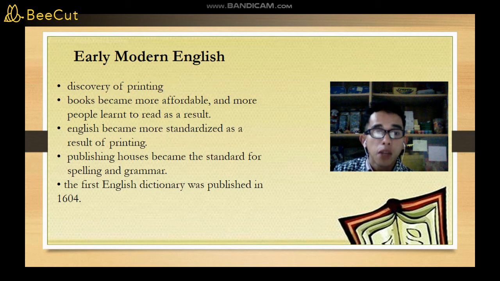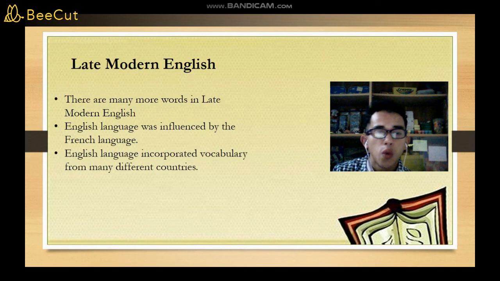The publishing houses became the standard for spelling and grammar. And then the first English dictionary was published in 1604. Wow. Because of the discovery of printing, during the early modern English period, they published the first dictionary. While for the late modern English, there are many differences.